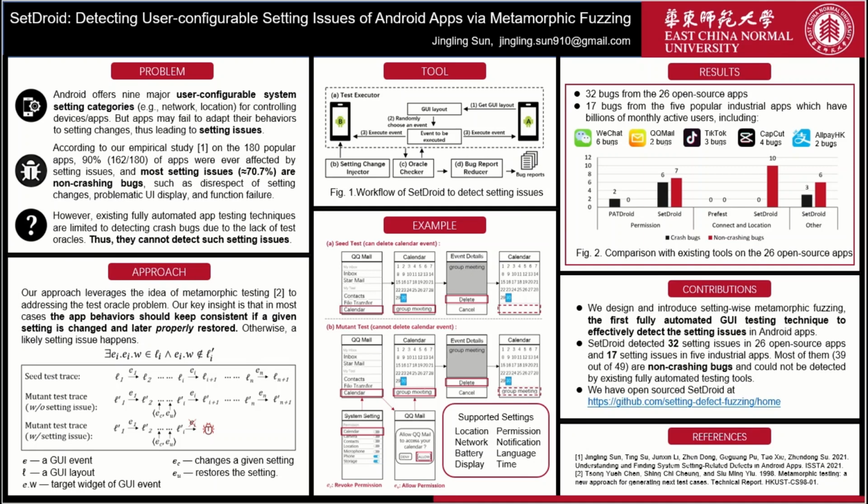SetDroid has been evaluated on 26 popular open-source apps and detected 32 unique previously unknown setting issues. We further apply SetDroid on 5 highly popular industry apps with billions of monthly active users. SetDroid successfully detects 17 previously unknown setting issues in these apps. 39 out of 49 SetDroid detected bugs are non-crashing bugs, which could not be detected by existing testing tools.